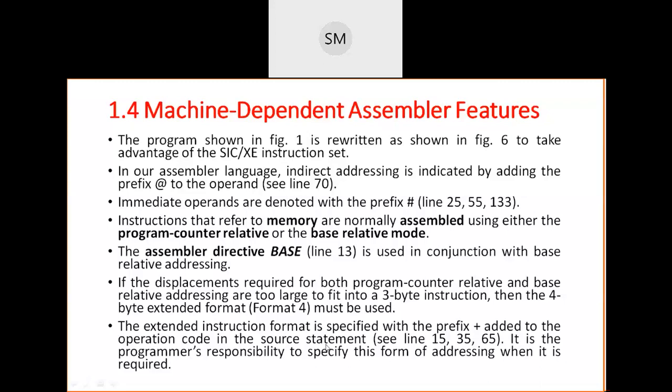So just observe your program carefully. If the opcode column, which is nothing but instructions, has instructions prefixed with the plus symbol, then you should understand that it should be translated or assembled by using instruction format number 4.